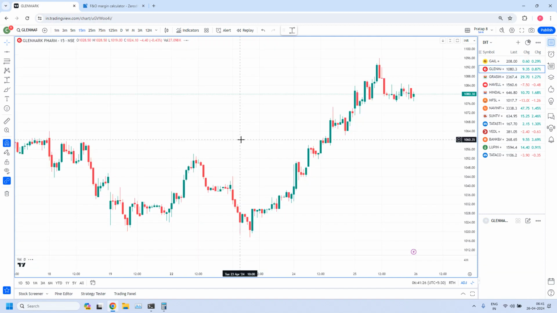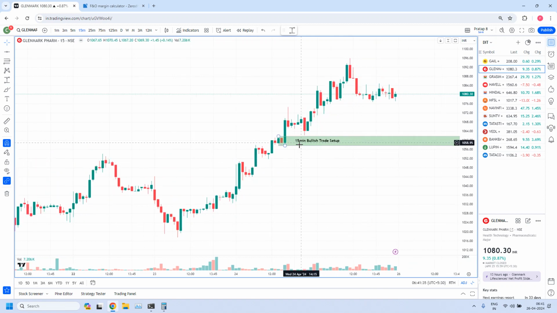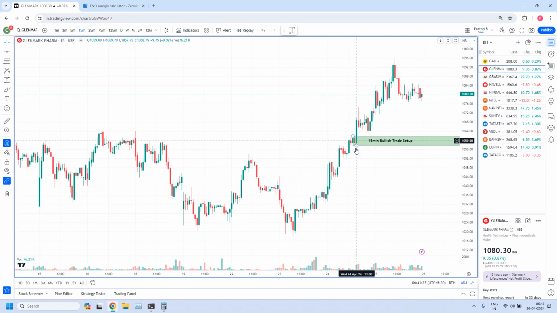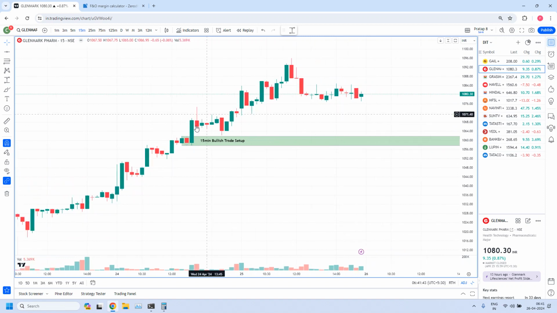What is the next stock? Glenmark Pharma. This is a 15 minutes time frame, DIT, the second stock. Here we have a 15 minutes bullish trade setup. And yesterday prices did not enter into this zone. You may say prices came. But that was not yesterday, it was earlier on Wednesday, when prices came very close. Maybe with the entry buffer you would have taken a trade. Those who took a trade on Wednesday, see how much profit they would have got.